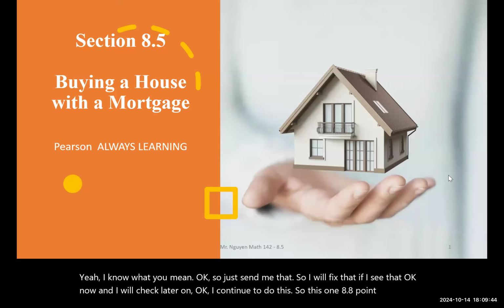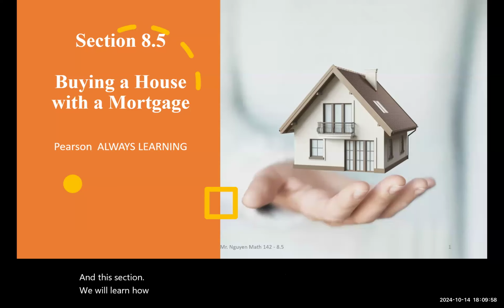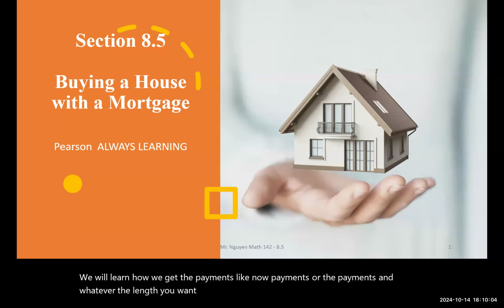8.5. So this time we will buy the house, the mortgage. In this section, we will learn how we get the payments, like down payments, and whatever the length you want to get the house, even 30 years, 20 years. So they have the formula for that.